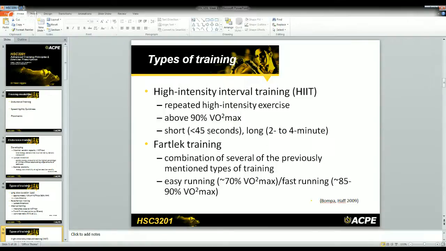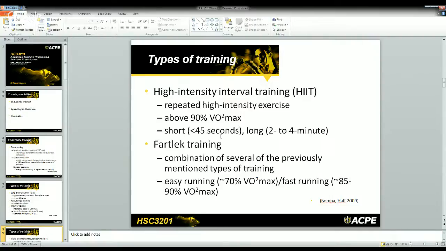The higher the intensity, the lower the time you're going to work, but the greater recovery you'll need relative to your working interval. So if you work for 20 seconds, you're probably needing 80 seconds, anywhere from 60 to 100 seconds recovery between the next interval.